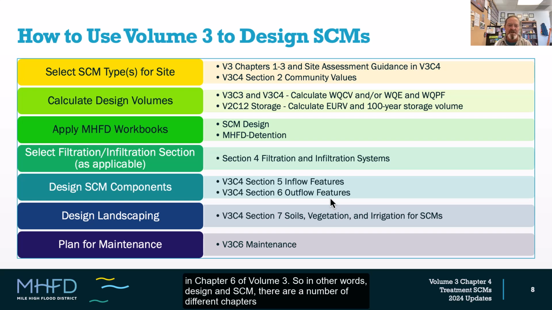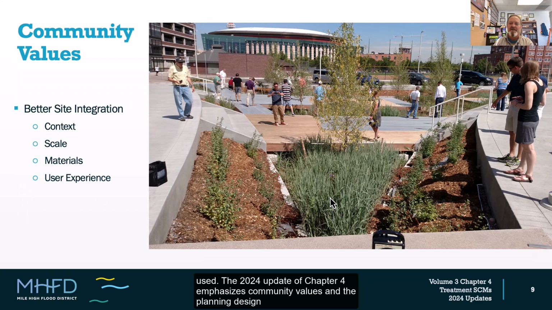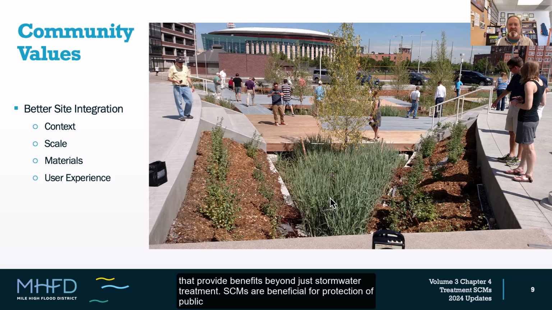So, in other words, to design an SCM, there are a number of different chapters and sections of Volume 3 and even other volumes of the Mile High Flood District's Manual that will need to be used. The 2024 update of Chapter 4 emphasizes community values in the planning, design, and construction of SCMs. As I mentioned earlier, Stream Landscape Architecture provided excellent input in this section on how to make SCMs a more functional part of urban and suburban landscapes that provide benefits beyond just stormwater treatment.